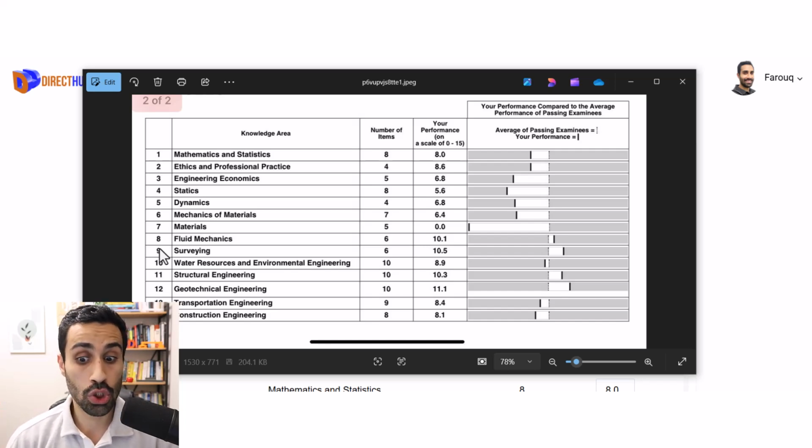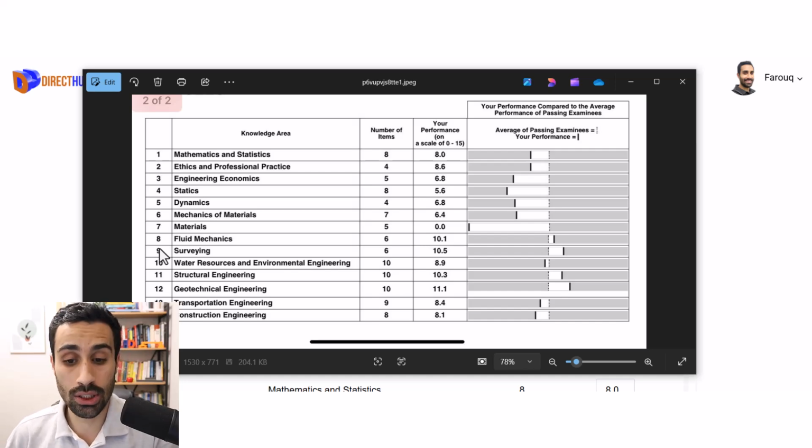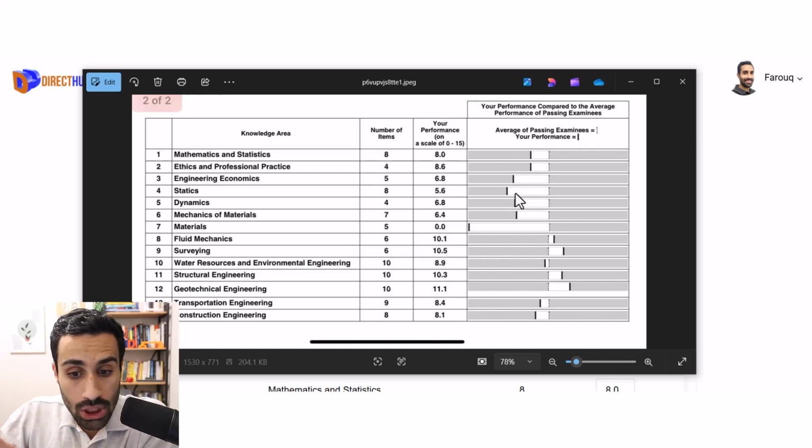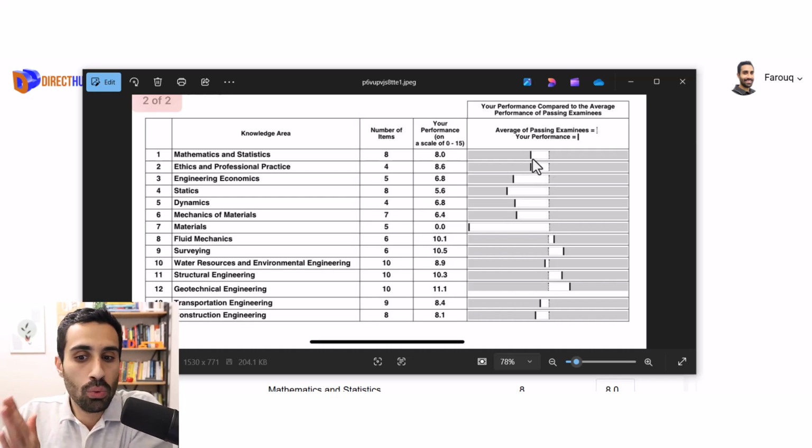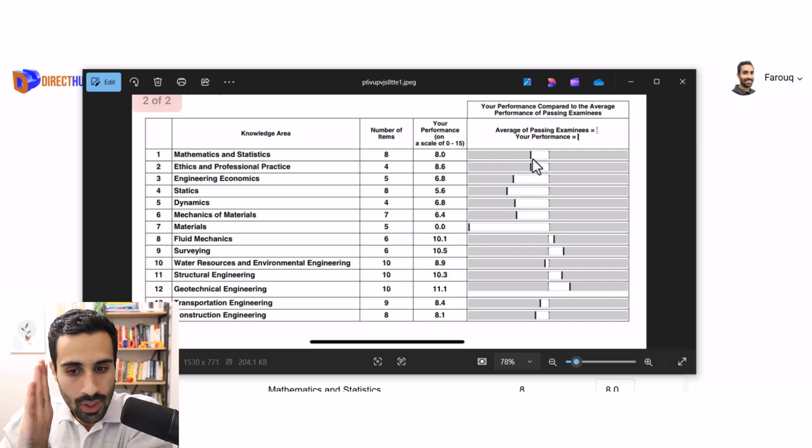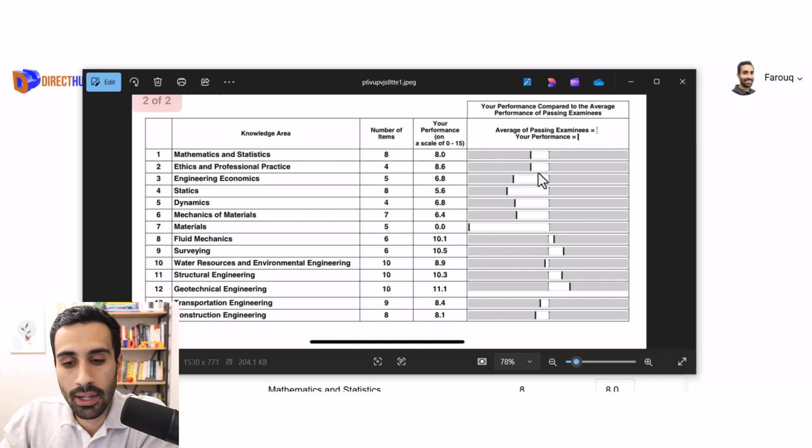It is a scaled score that we do not know. The NCEES does not release this score. So here, based on this, we know we have to compare ourselves to the average passing examinee. So we have to hit that level somehow. So these are our weak areas.